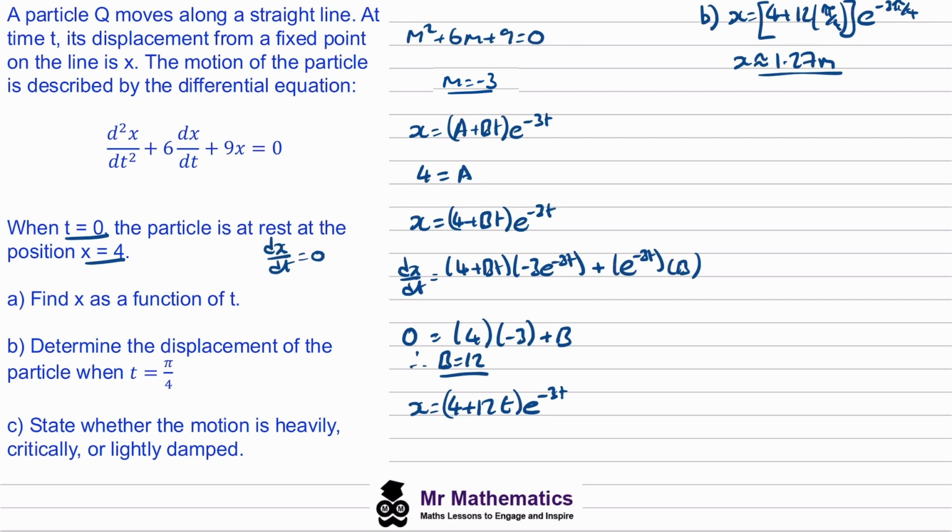And then for part C, state whether the motion is heavily, critically, or lightly damped. Well, we need to find the discriminant of this auxiliary equation. So we'll have b squared, this will be 6 squared, and we'll have 4ac, so 4 times 9 will give us 36. So you can see that they're equal. 36 will equal 36. This means we'll have a critically damped system.